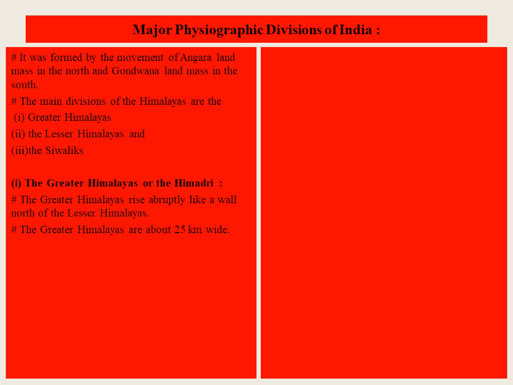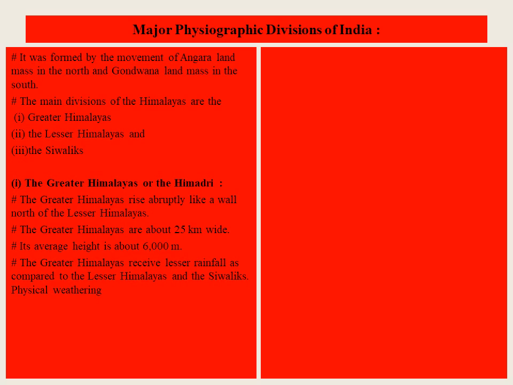The Greater Himalayas are about 25 kilometers wide. Its average height is about 6,000 meters. The Greater Himalayas receive lesser rainfall as compared to the Lesser Himalayas and the Sivaliks. Physical weathering is less effective over the Great Himalayas as compared to the other ranges. Almost all the lofty peaks of the Himalayas are located in this range.